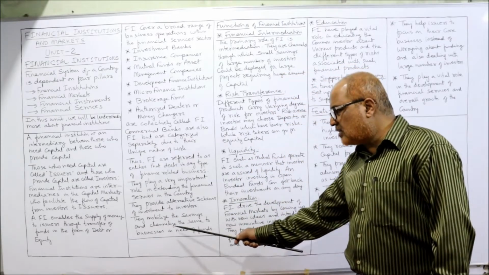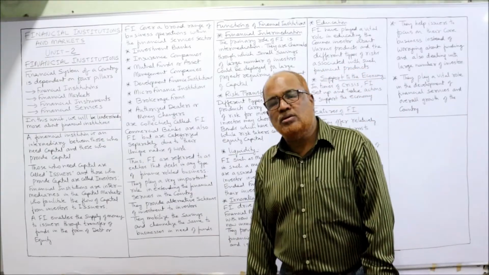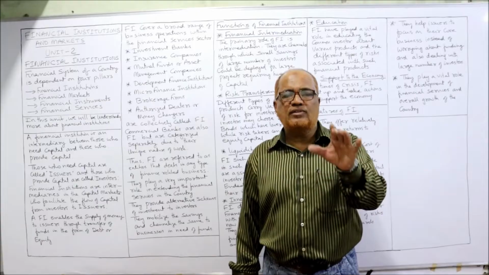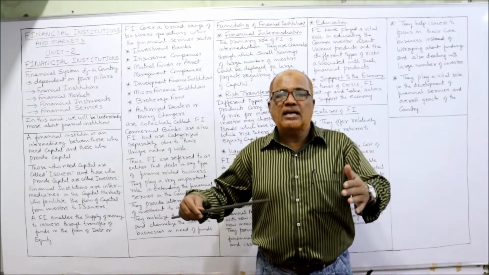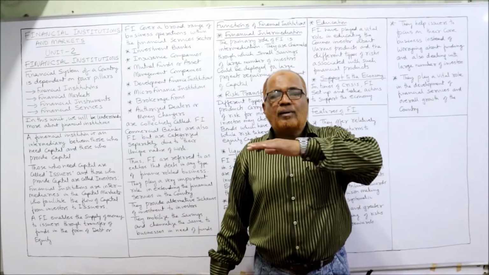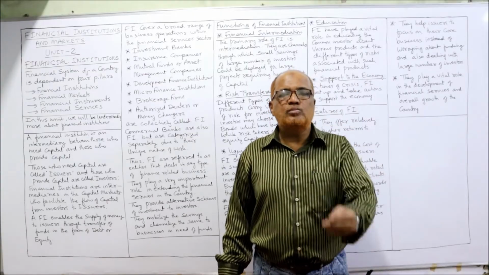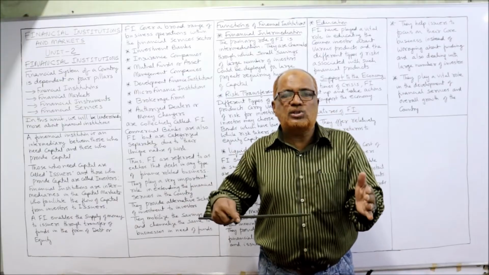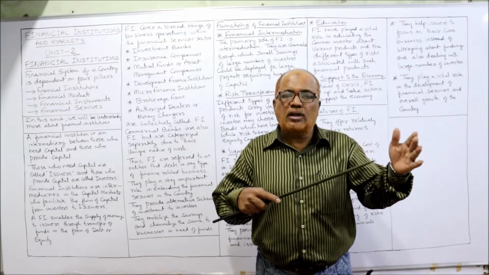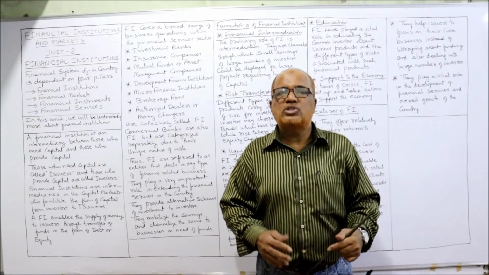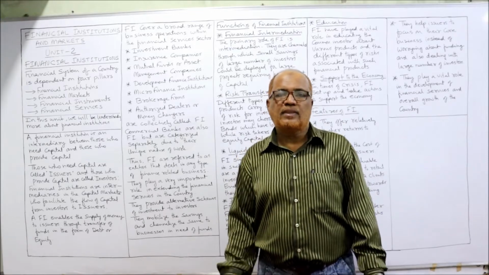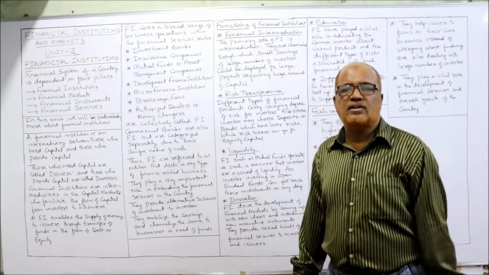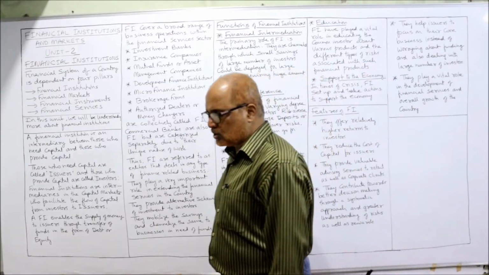They mobilize the savings and channelize the same to businesses which need the fund. So what is the main aim, objective of this financial institution? They will mobilize the savings from a large number of people, small savings from a large number of people, and channelize those savings to the organizations or businesses which need funds. That's it. So here I have explained to you the meaning of the term financial institutions.